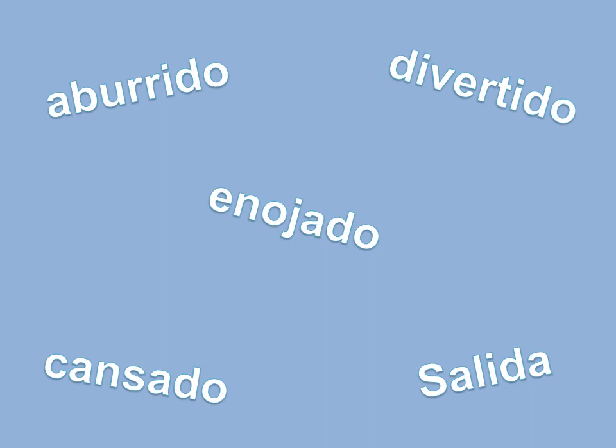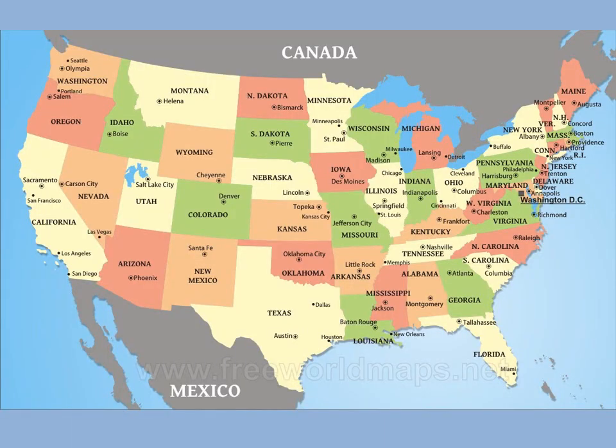But the fun thing is you take an adjective like aburrido, and you can now find the verb. Aburrir would be the verb to bore. Divertir is to have fun. Enojar is to anger. Cansar is to tire. Salir is to exit or to leave. So it does go both ways, and there are things out there that we already know.